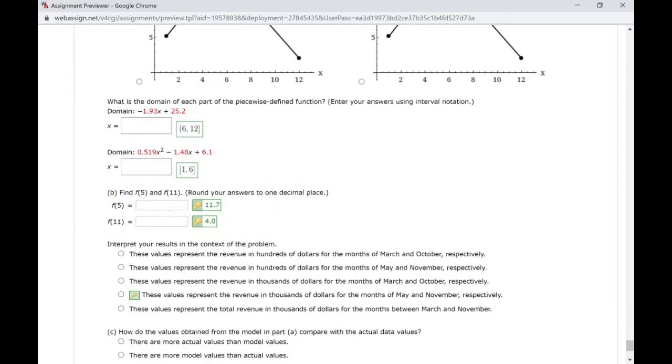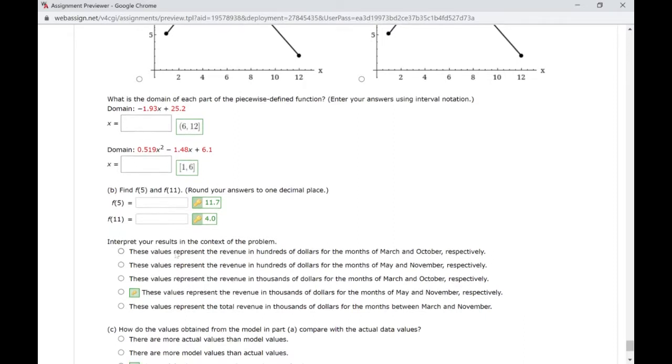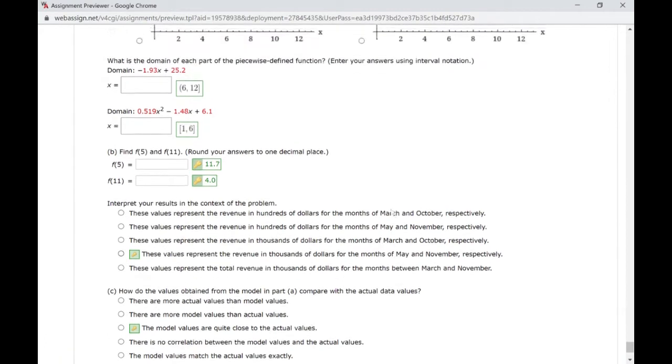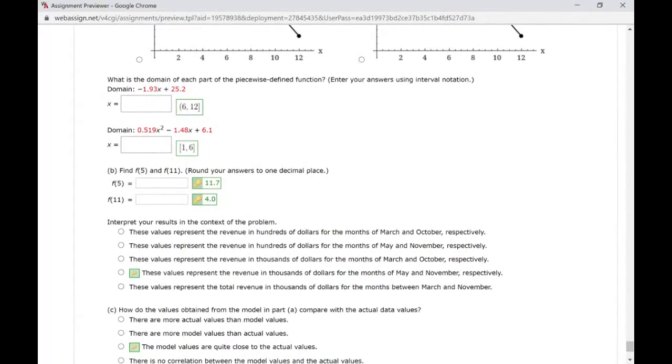F of 11. Where would you plug in 11? This linear piece or this quadratic piece? The linear piece, because 11 is between these x values, 6 and 12. All right. Interpret your results. The answer is these values represent the revenue in thousands of dollars. We already talked about that. It's not hundreds of dollars. It's thousands of dollars for the months of May and November. Where did they get May and November from? 5 is May and 11 represents November.